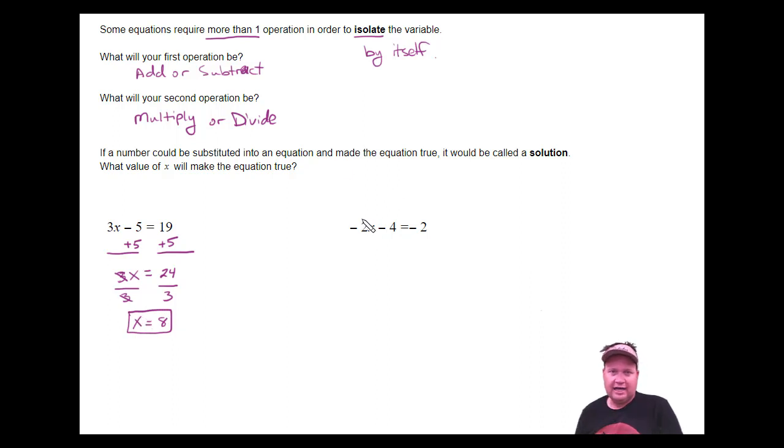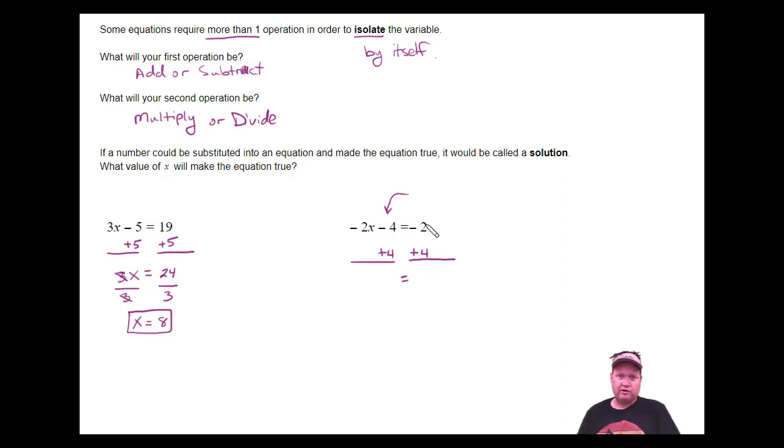Let's come over here. I see negative 2x minus 4 equals negative 2. Our first operation, don't do anything here, our first operation is right there, minus 4. The opposite of the minus 4 is to plus 4. And remember, we have to do it once on each side of the equal sign. There's my equal sign. We did it once on the left and we did it once on the right. Copy your equal sign down.